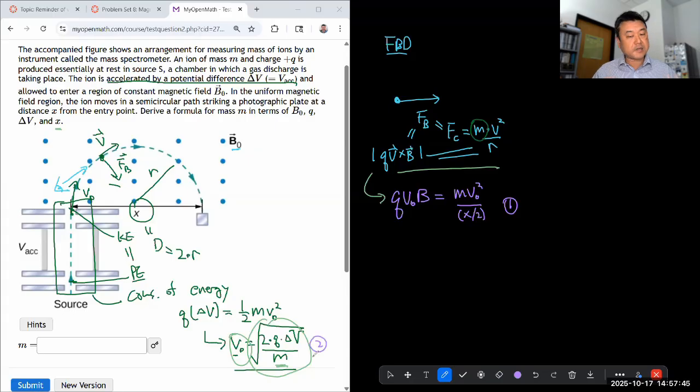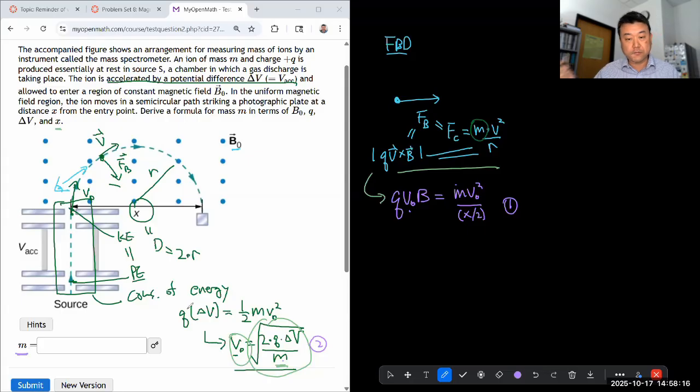And I ask myself, how many unknowns do I have? Q I have. V naught I don't, that's one unknown. M I don't, I'm solving for it, that's two unknowns. V naught already counted, x I have it, all this I have it, I don't have m. So two unknowns, two equations, I can solve it. Now you have to decide which unknown to eliminate first. Since I only want m in the end, I'm going to eliminate v naught.